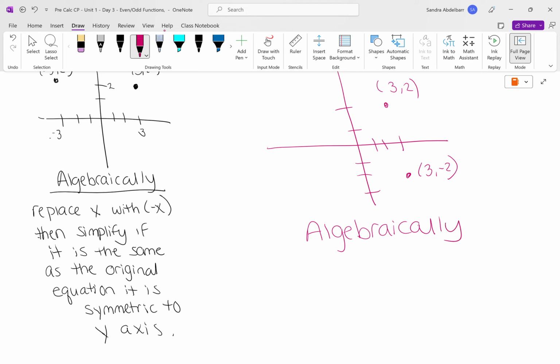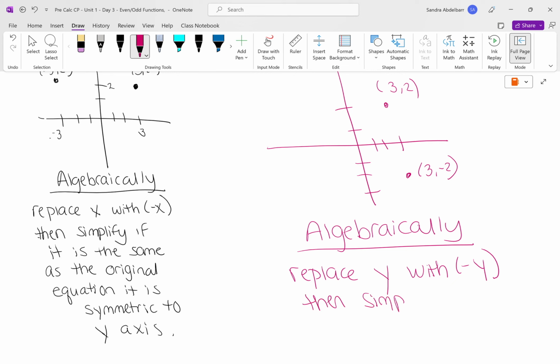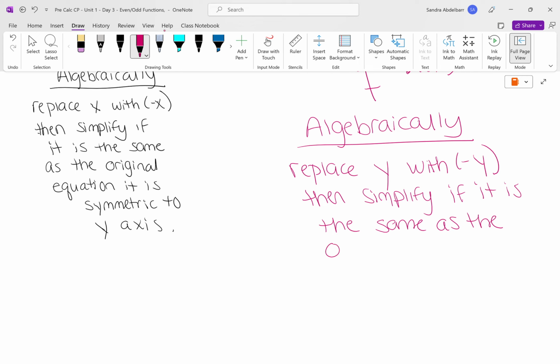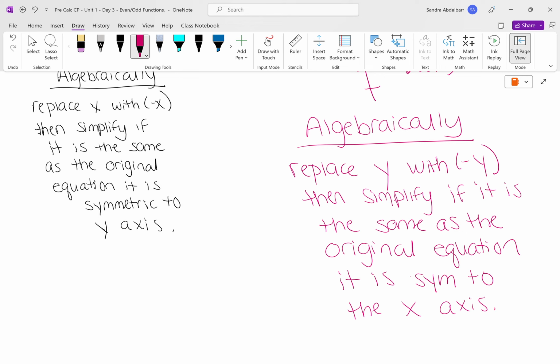So let's talk about algebraically. We're going to replace this time y with negative y, then simplify. If it is the same as the original equation, it is symmetric to the x-axis.